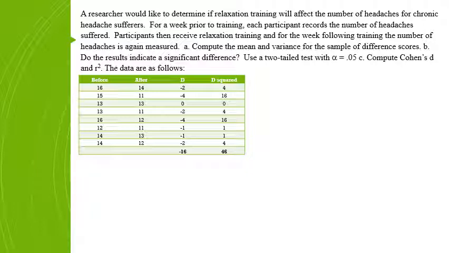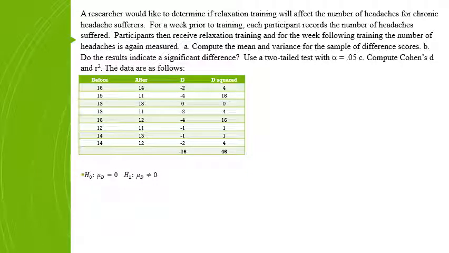So the first step you're going to do is a D column and a D squared column. For the difference, I typically just do D2 minus D1, or X2 minus X1, which would be 14 minus 16. That would give me negative 2. 11 minus 15 would give me negative 4. And so forth until I have the difference values. And then I add that column up. So the summation of D would be equal to negative 16. Then for the next column, I do a D squared column, and I just square the D column. So negative 2 times negative 2 would be 4, and so forth. Square all of your values, and then add them up. So you should get summation of D squared is equal to 46.